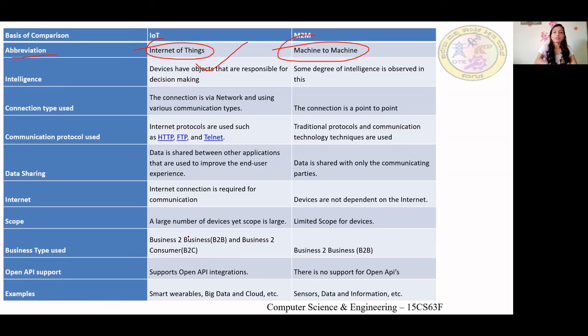So IoT will have more decision making capability than M2M. Okay. Next is connection type. In IoT, the connection is via network and using various communication types. In M2M, the connection type is point to point on the premise.